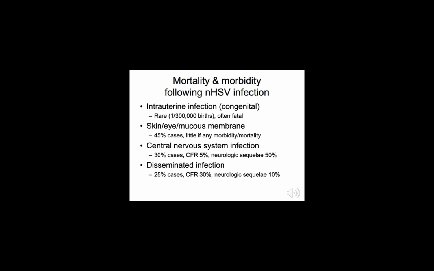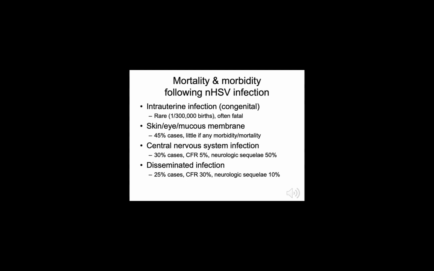The congenital infections, as I said, they're rare, about 1 in 300,000 live births, and are often fatal. Skin, eye, and mucous membrane involvement causes almost half of all neonatal herpes cases, and if caught and treated at that point, there is little, if any, morbidity or mortality involved. Central nervous system infections, in contrast, which account for about 30% of cases, while they have a not terribly high case fatality rate of 5%, survivors are left with significant neurologic sequelae about half the time.